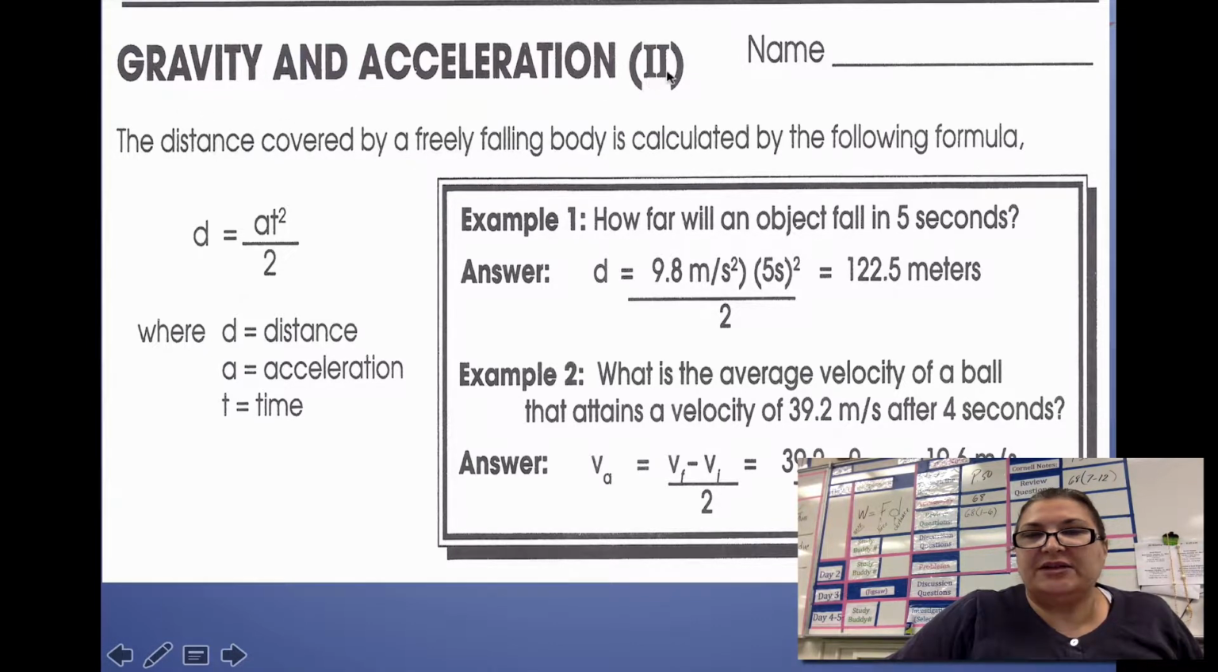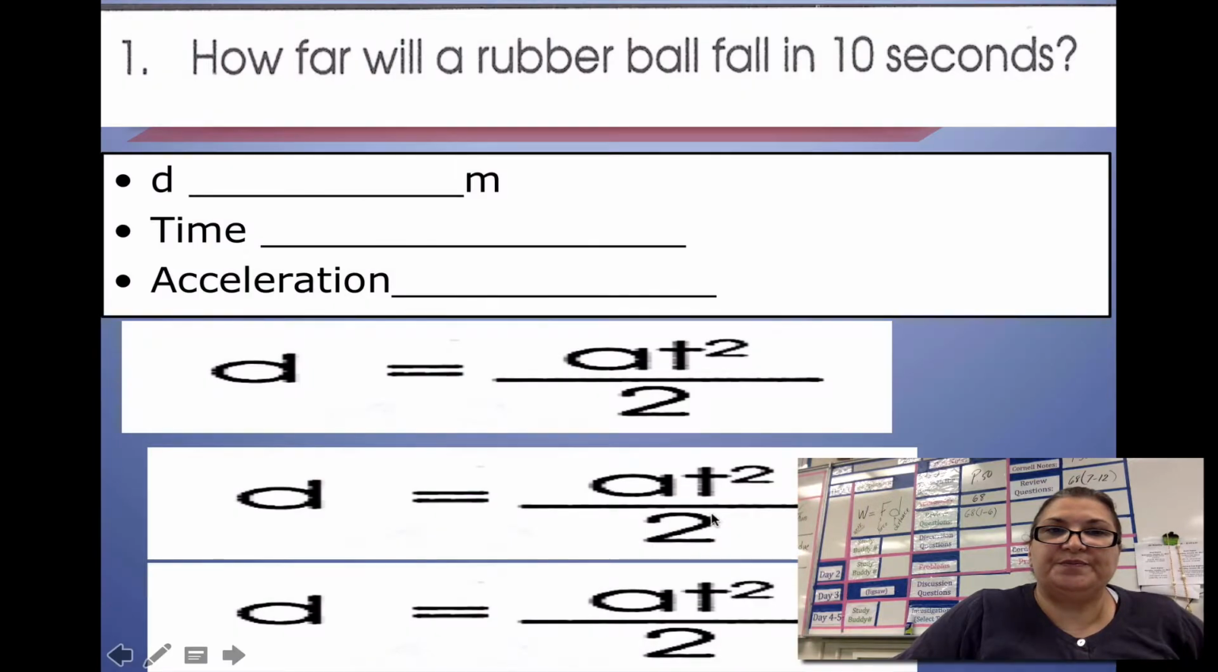Gravity and acceleration part 2. And the two formulas for today are distance equals acceleration t squared over 2, and it gives you all the variables down here. And the second formula is the average velocity equals final velocity minus initial, divided by 2.